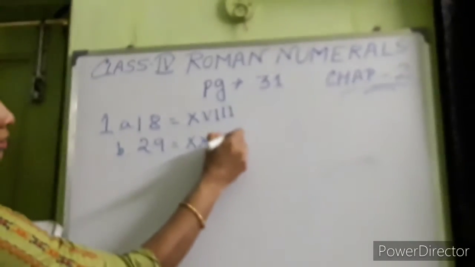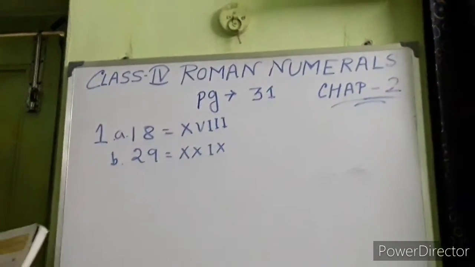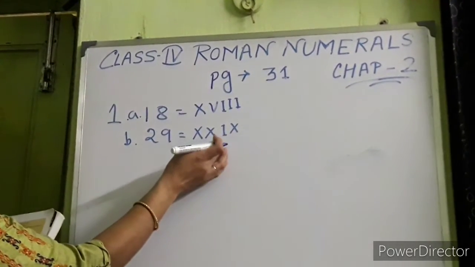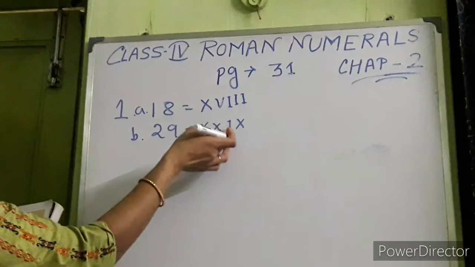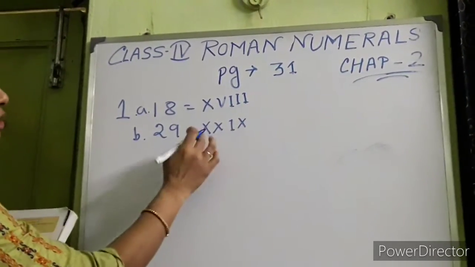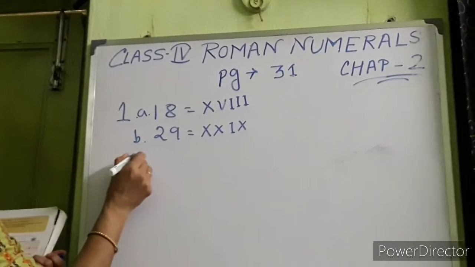So 20 is XX, and 9 is IX. Because X is 10 and I means 1, when you write the numeral before the greater one, you have to subtract. So 10 minus 1 is 9. So 29 is XXIX.